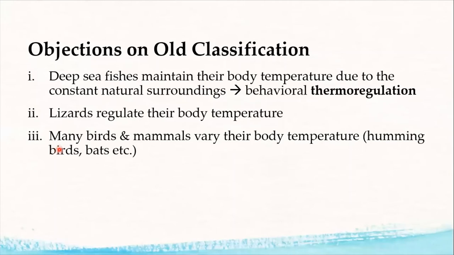And in the case of homeotherms, we have said that all the birds and mammals are homeotherms, but actually this is not the case. Birds like the hummingbird and mammals like bats are able to vary their body temperatures according to their surrounding environment, so they do not have the regulatory mechanisms as compared to the other mammals.